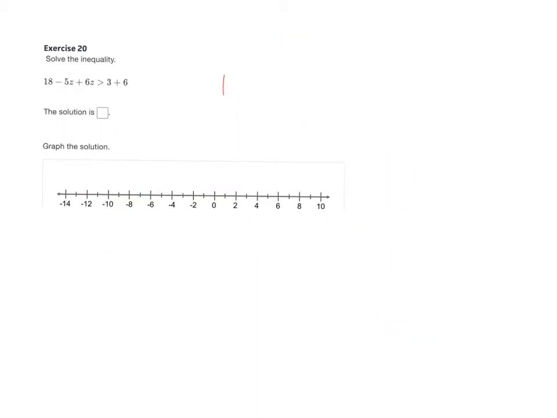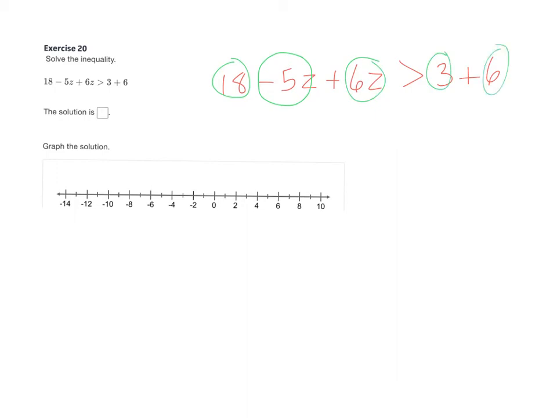Number 20, 18 minus 5z plus 6z is greater than 3 plus 6. So a lot of things I can combine here. Terms, let me get to the terms. 18, negative 5z, positive 6z, a 3, and a 6. Combining like terms, I'm going to put those together. I'm going to have 18, negative 5z combined with 6z is just z. Positive z is greater than 3 plus 6, which is 9.